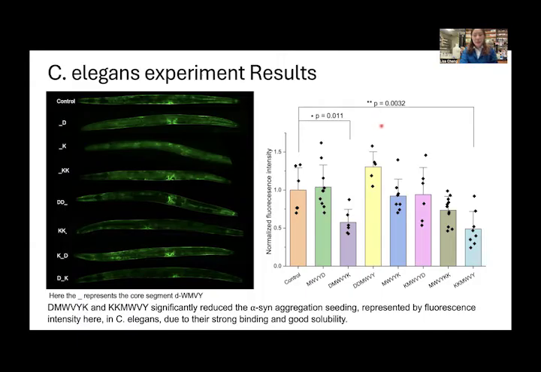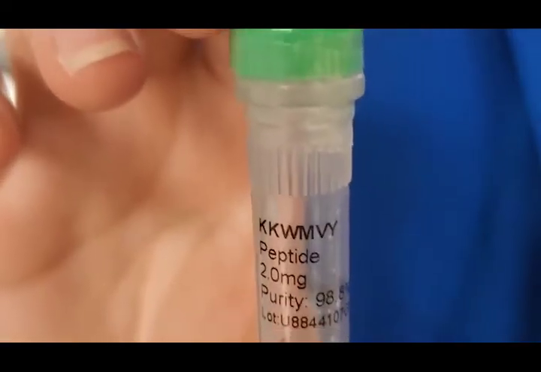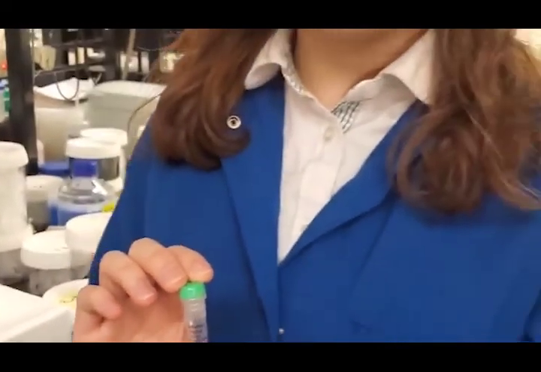This is because of their strong binding, as evidenced by the Rosetta energy calculation, and good solubility, as evidenced in the turbidity test. The major conclusion I draw from this project is that KKMWVY best inhibits the formation of alpha-synuclein aggregates based on the comprehensive results of previous tests. The refined peptides not only allow C. elegans to survive, but also inhibit alpha-synuclein aggregate formation. From here, our research question is solved.